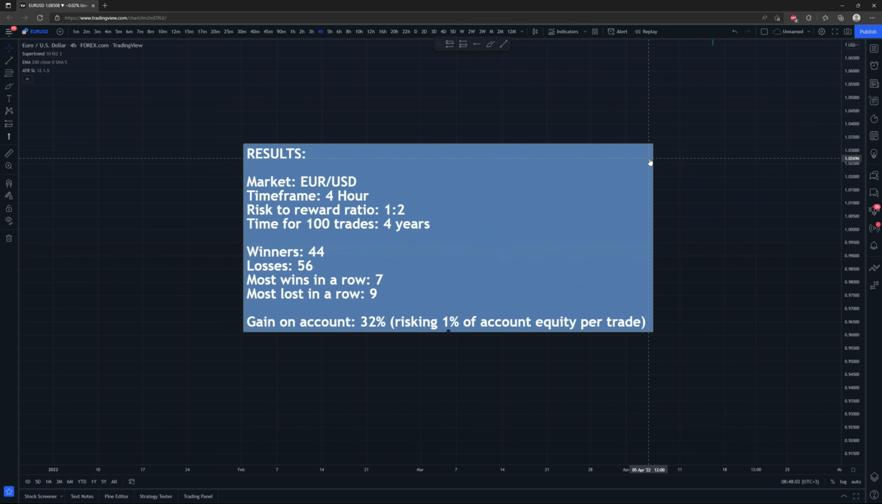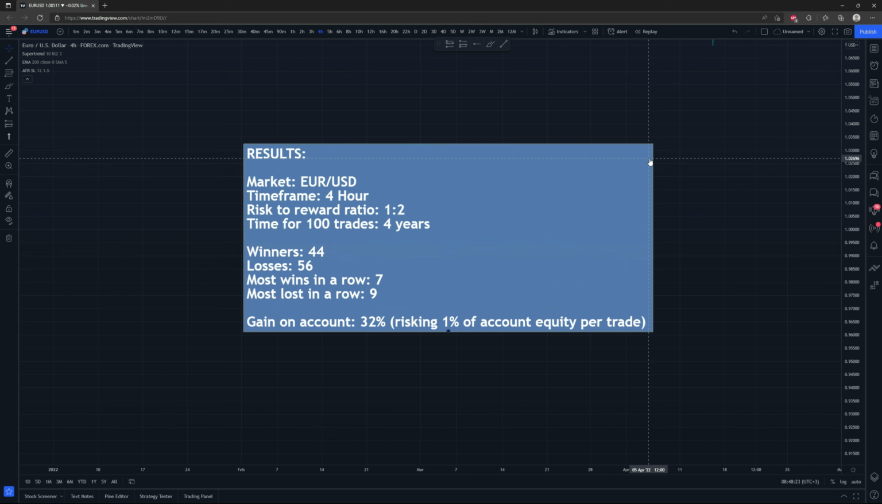So most wins in a row was 7, which is very high for a 1 to 2 risk to reward ratio strategy. That was given during really strong trending environments, and then the most lost in a row being 9. That's also quite high. Not all that high for a 1 to 2 risk to reward ratio, but that happened in kind of those really choppy ranging environments.